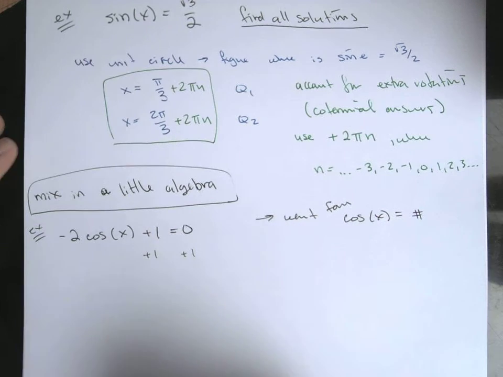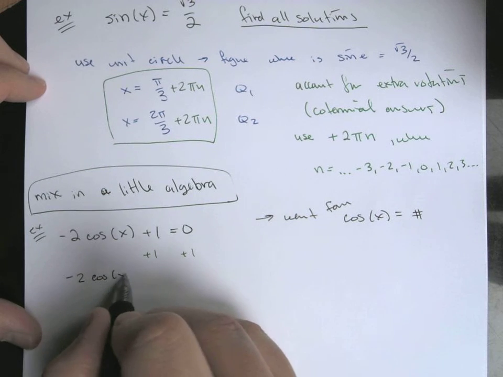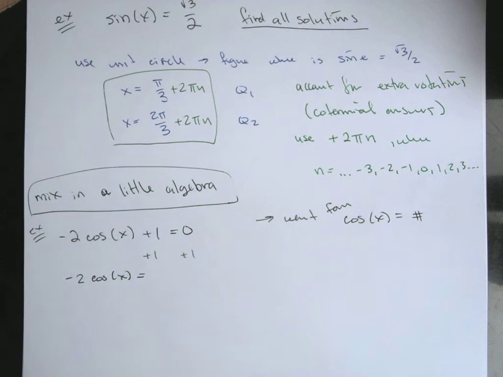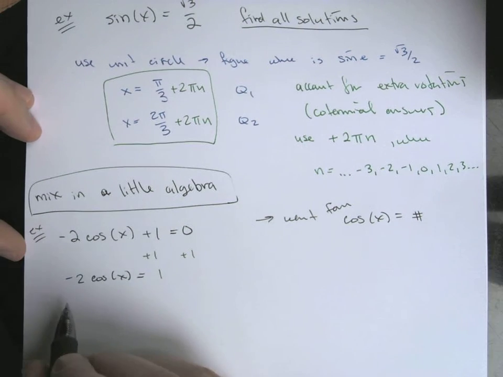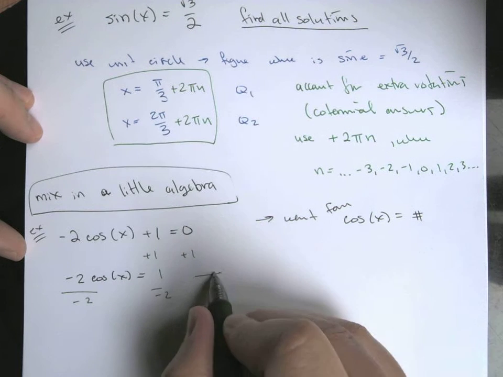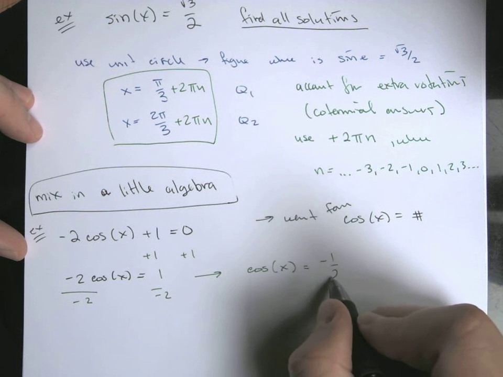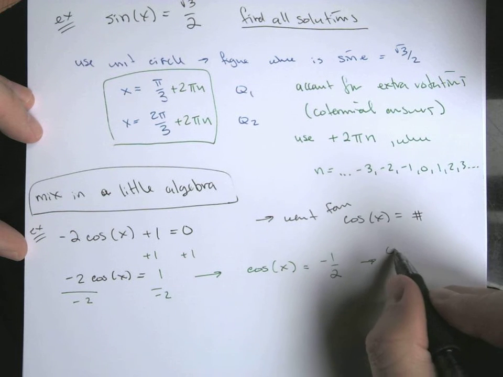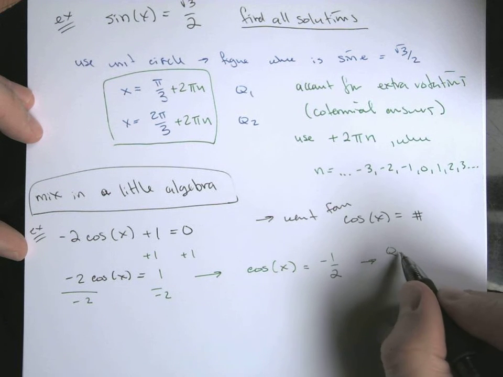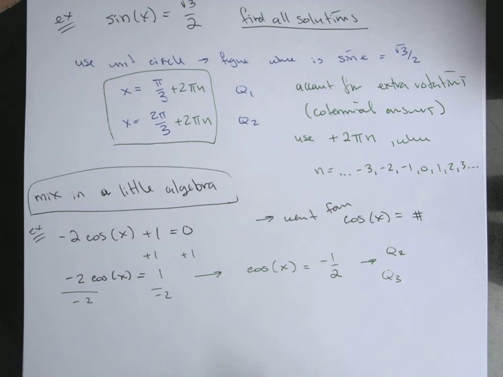We're just going to add this one over. So negative 2 times the cosine of x is equal to positive 1. Then to get rid of this negative 2, I'm just going to do a division. So I end up with cosine of x by itself is equal to negative 1/2. What I should get then for cosine, right, is a quadrant 2 answer and a quadrant 3 answer.